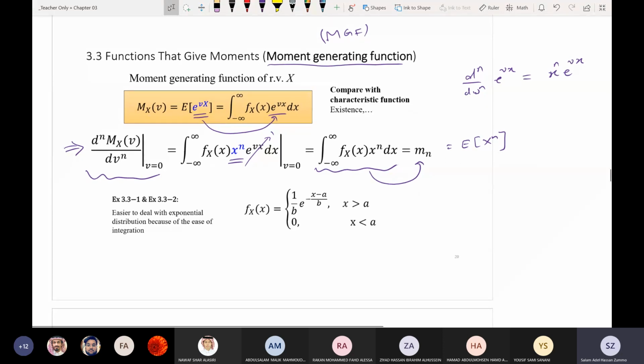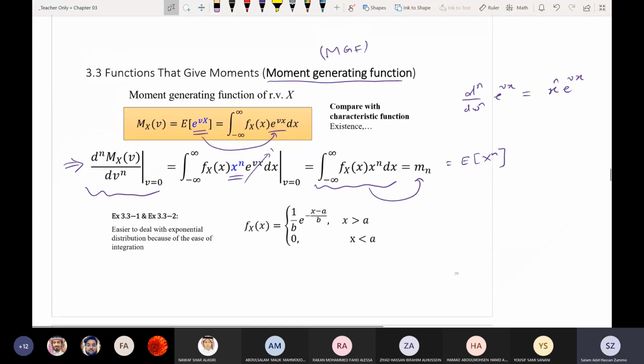Any questions, guys, about how to generate the moments? We'll take an example in a minute. However, any question about how to find the characteristic function first and how to find the nth moment?